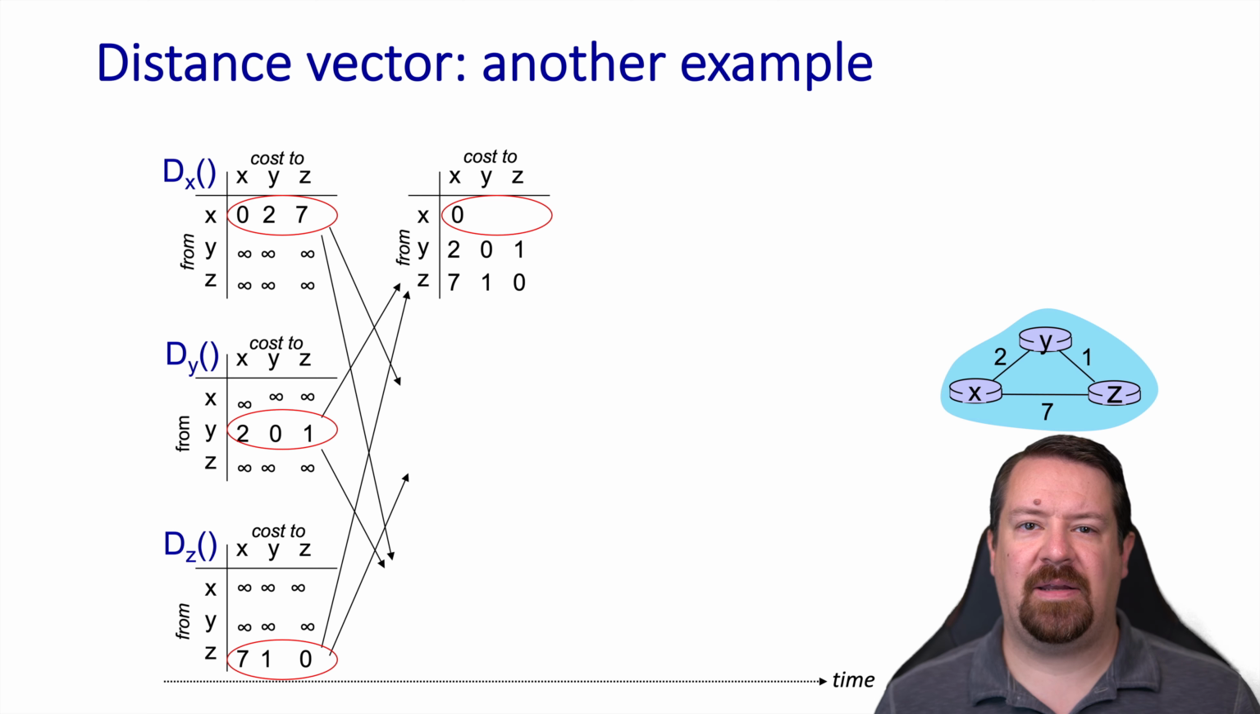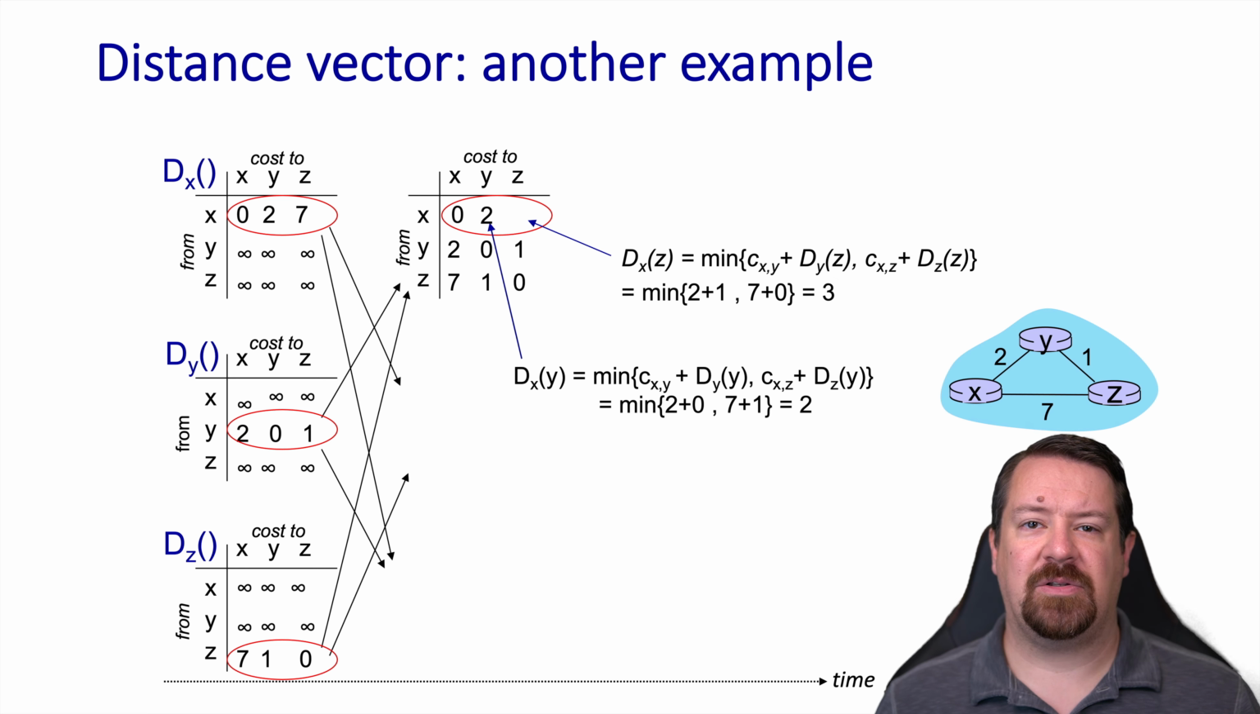So it learns that z can get to y with a cost of 1. However, x has a cost of 7 to get to z, so this new cost of 8 is higher than the cost it already had to get to y, so the cost from x to y remains 2. It will then go on to recompute its cost to z, which was previously 7. It now learns from y that y can get to z with a cost of 1, and it knows that x can get to y with a cost of 2. So we have a new lower cost to get to z with a cost of 3.